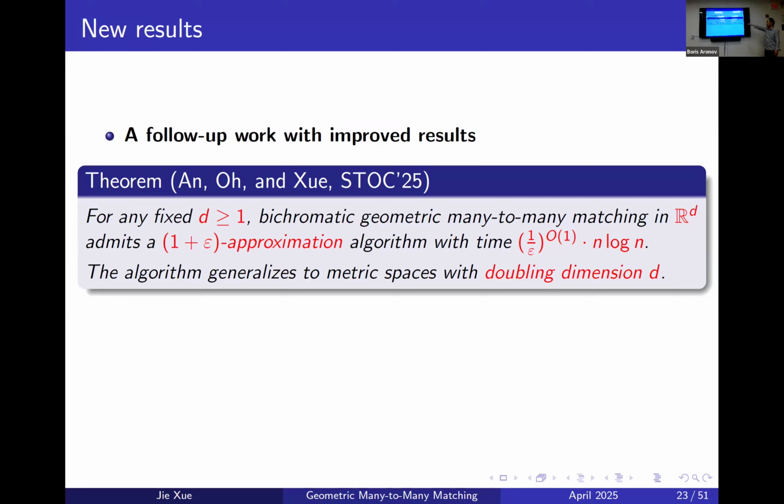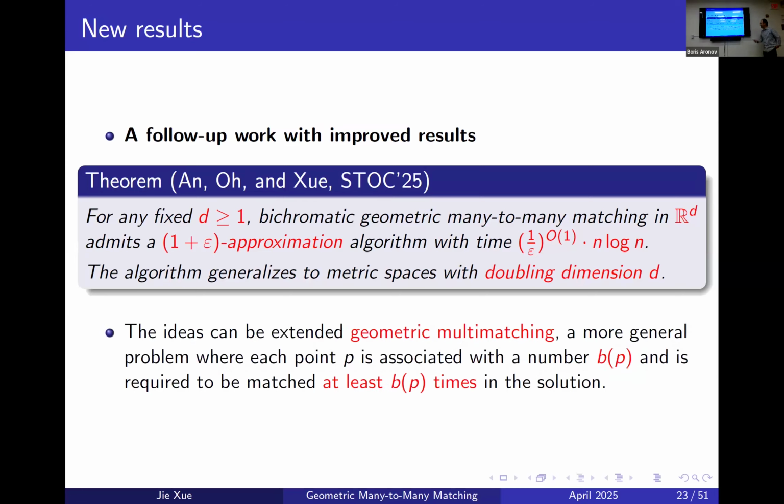I'm not going to discuss what you mean by doubling dimension D. Of course, is there any easy way to explain that? Well, you promised not to explain it. Okay, sure. Keep your promise.